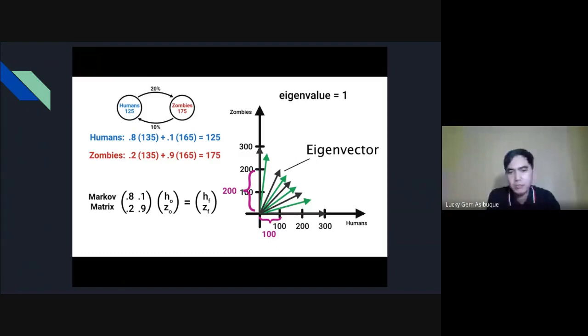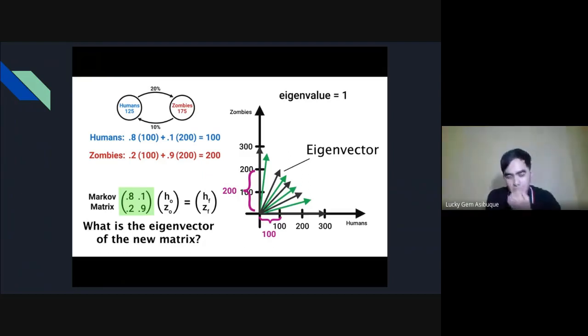If you put those values inside the equations from before, you'll see the output remains 100 and 200 for the humans and zombies respectively. Then if the percentages were to change, the question just comes down to what is the eigenvector of the new matrix? There may not be a zombie infestation anytime soon, but this kind of math could be used to analyze how a virus will spread throughout a population, for example.